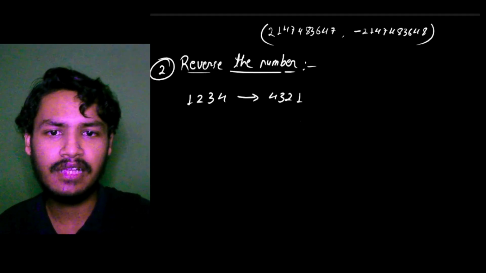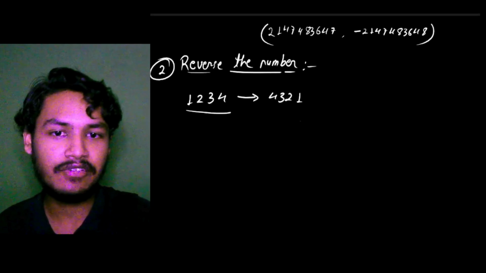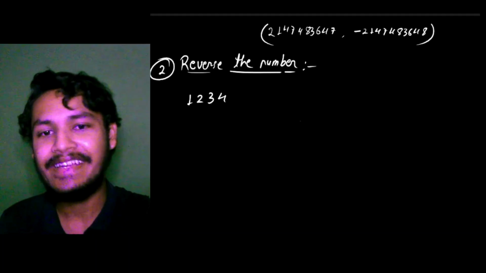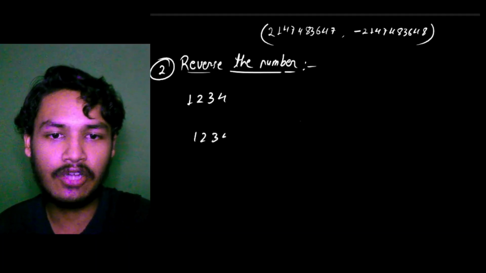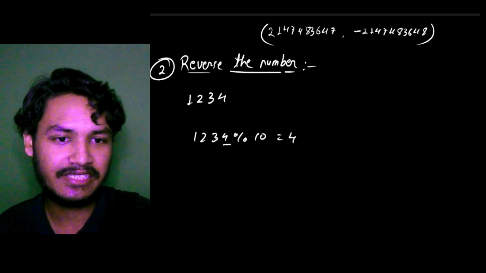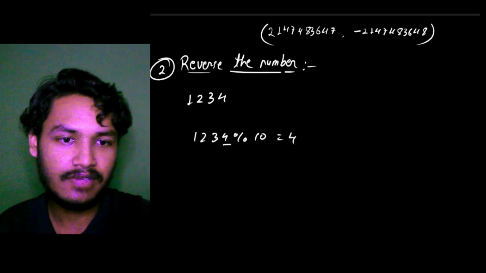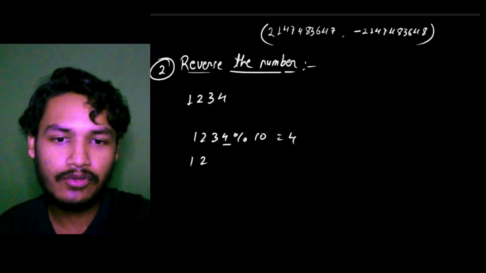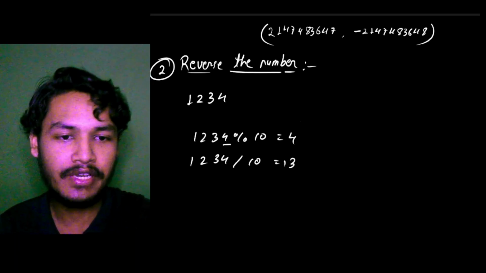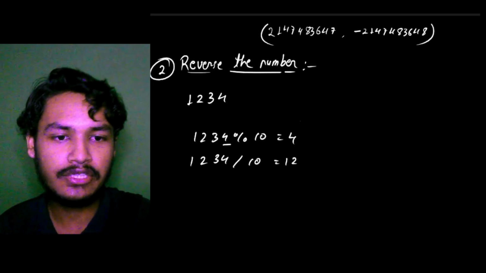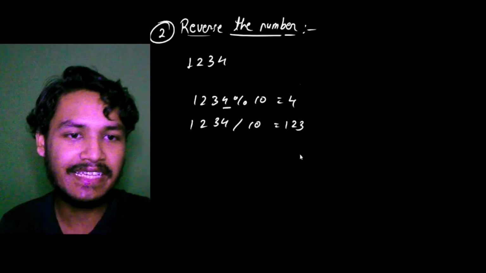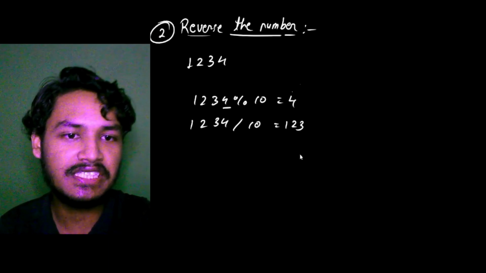For example, let's say this is our input number. What if I take modulus of this number by 10? I'll get the last digit, and after doing this, I can divide this number by 10. I'll get 123. So you can see here that I have extracted the last digit successfully.